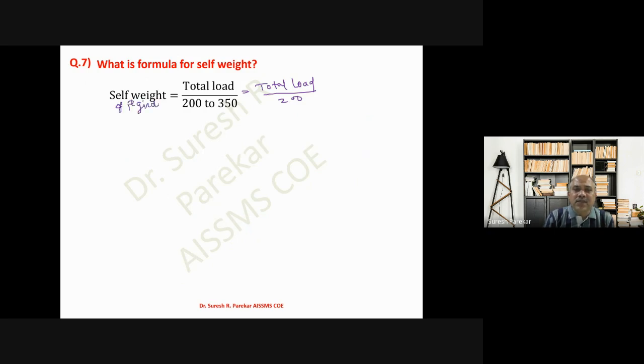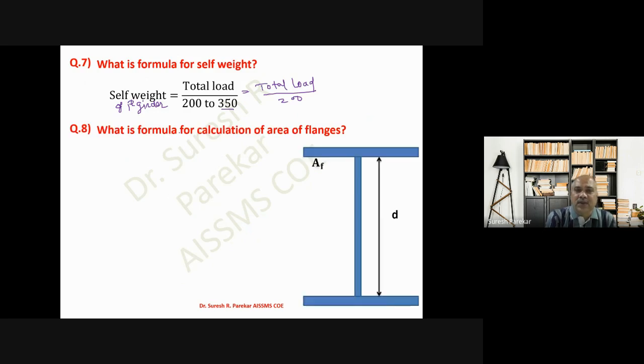For beams, we are generally 350. So built up beams, we have 250, 300. Likewise, we have to consider depending upon the load. What is the formula for calculation of area of flanges?